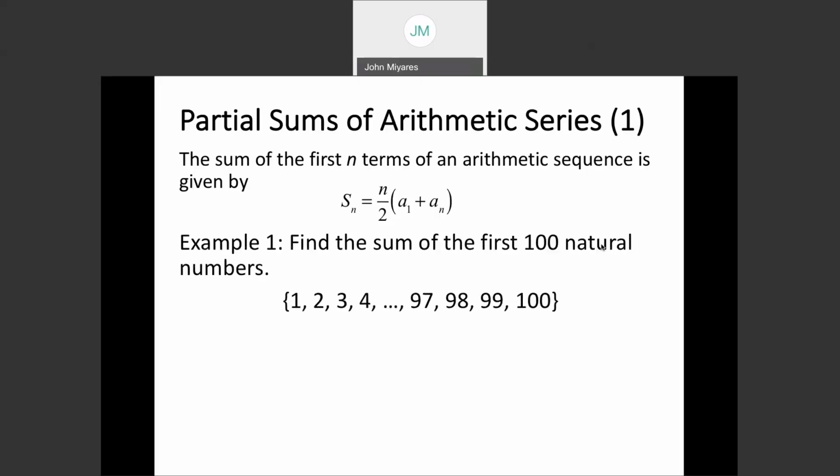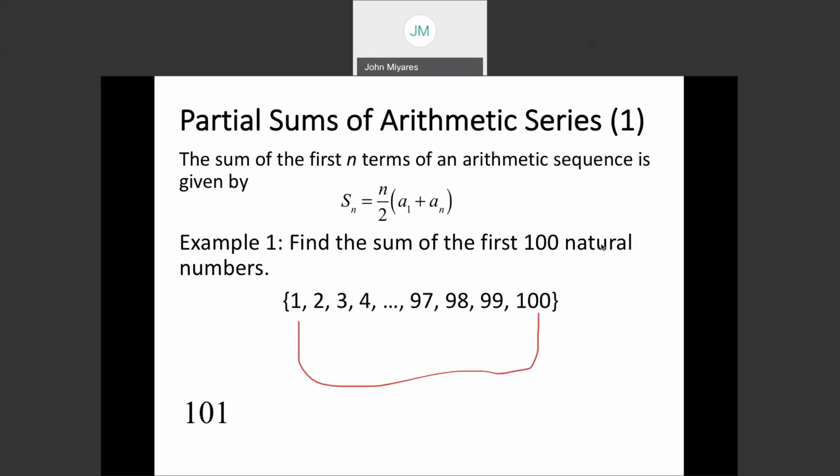Suppose you wanted to find the sum of the first 100 natural numbers and you didn't want to add them all up in your calculator one at a time. There is a shortcut that we can use to approach this problem. Let's look at the first and last numbers. If you add these together, 1 plus 100, you get 101.